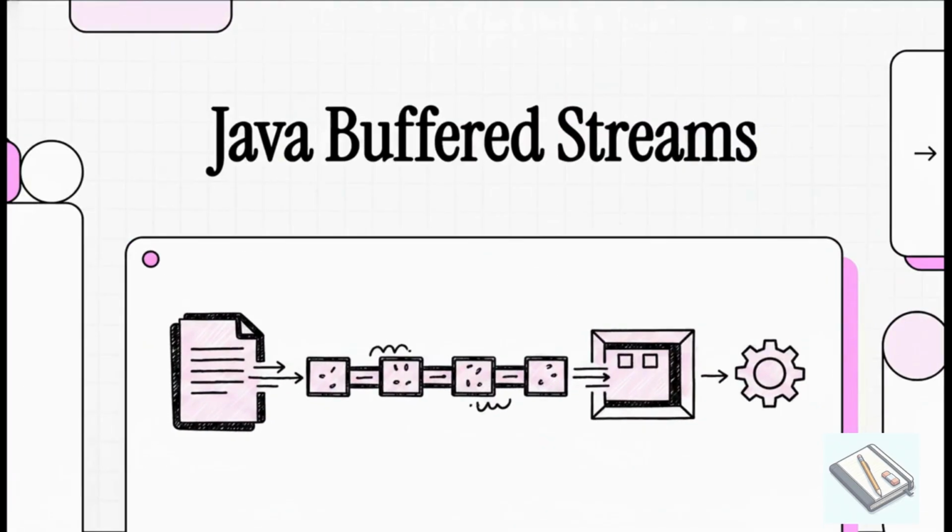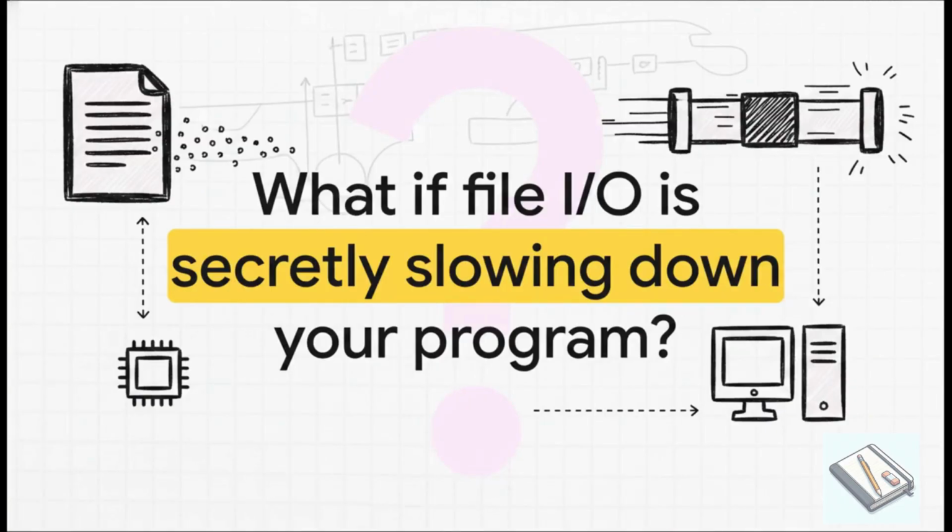Today, we're going to look at a really simple change you can make in your Java code that can give you a massive performance boost, especially when you're working with files. I mean, really think about that for a second. What if the way you're handling files right now, character by single character, is the one hidden bottleneck that's just dragging your whole application down? It's a way more common problem than you'd think, but lucky for us, the fix is super elegant.